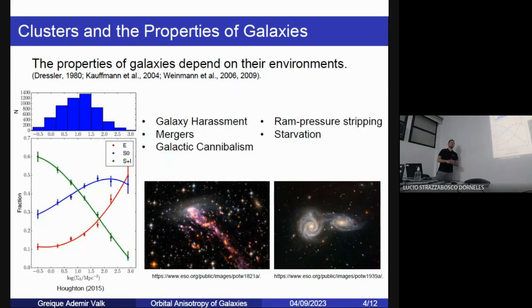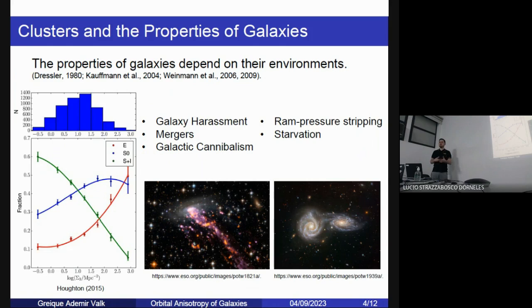Another interesting fact about galaxies is that their properties depend on their environments. For example, in the field we have spirals and irregular galaxies, and in high density environments like groups and clusters, we have many more ellipticals and lenticular galaxies. And in high density environments, the galaxies present less gas content, lower star formation rate, and are redder than similar galaxies in the field region.